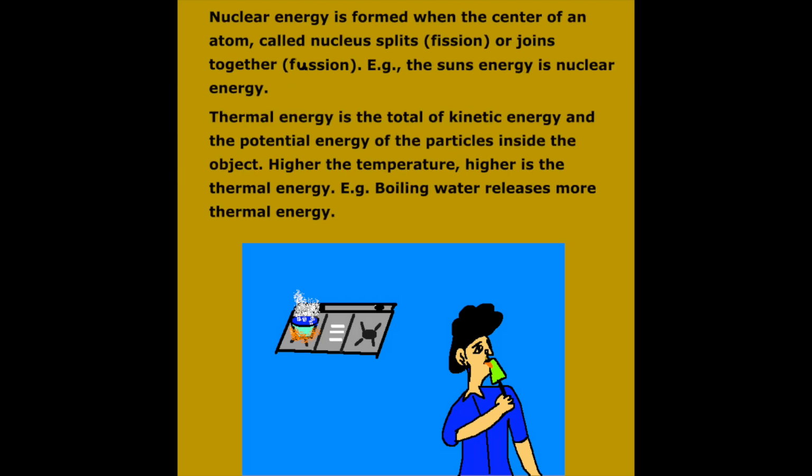Nuclear energy is formed when the center of an atom, called the nucleus, splits (fission) or joins together. For example, the sun's energy is nuclear energy. Thermal energy is the total of kinetic energy and the potential energy of the particles inside the object. The higher the temperature, the higher the thermal energy. For example, boiling water releases more thermal energy.